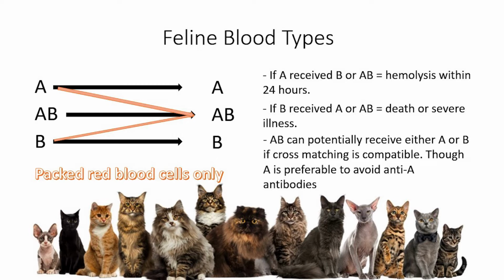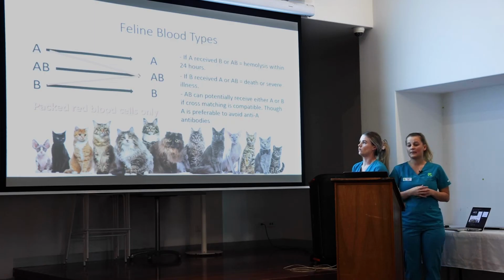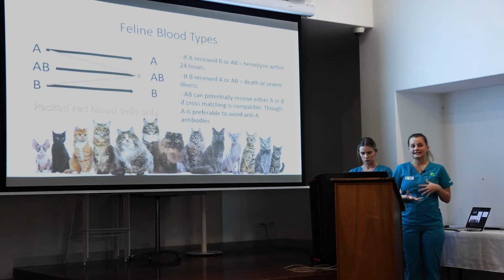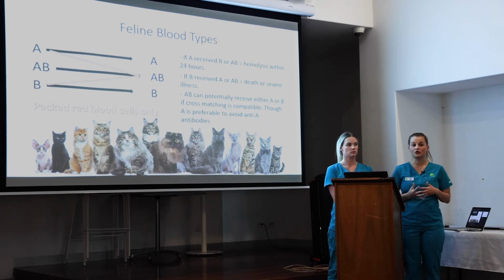Now, unlike canines as well, it's uncommon to get feline packed red blood cells, at least in Australia. They are used a bit more commonly overseas. If you are in a position where you do have access to that, it's important to know that AB is a universal recipient for A and B red blood cells only. This is because the donor's plasma has been removed, therefore the likeliness of antibodies being able to attack those red blood cells is minimised.